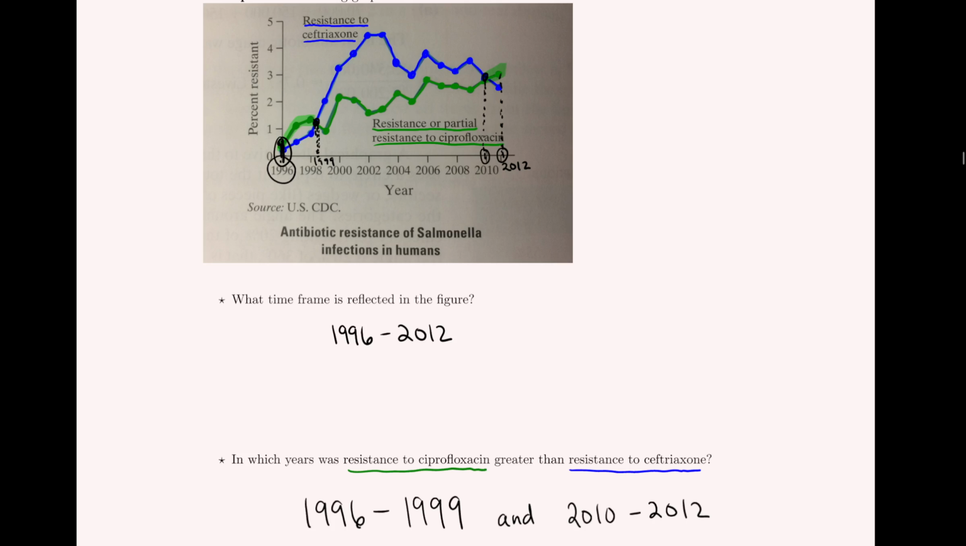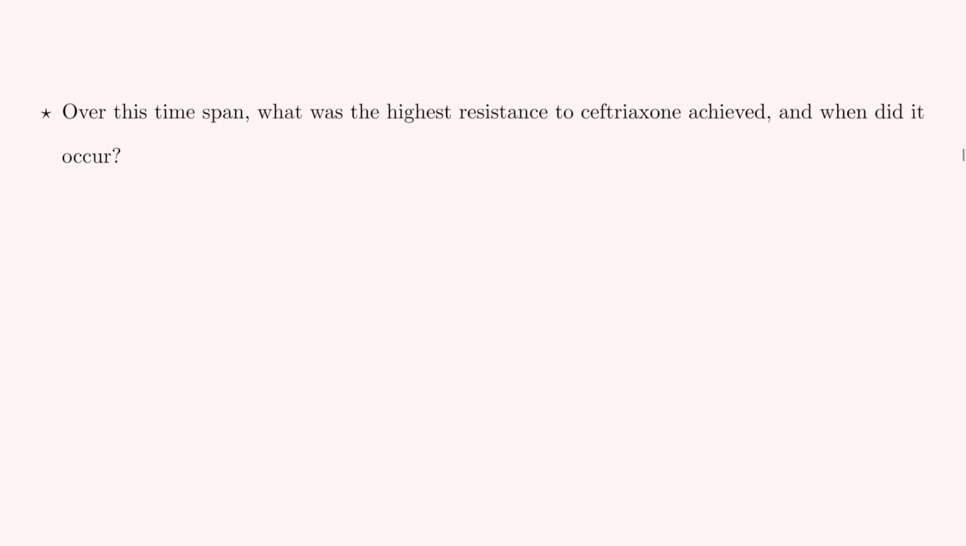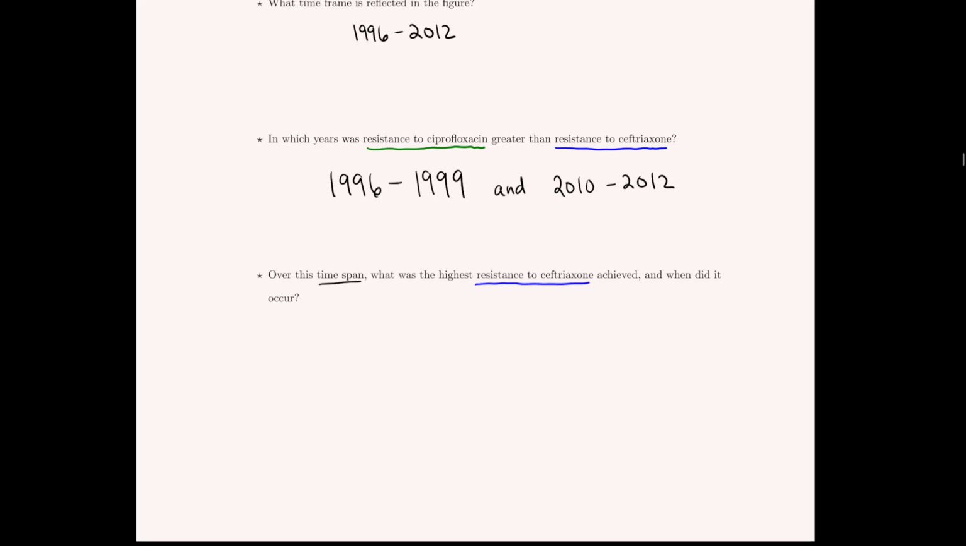Now let's zoom out to see our final question in regards to this problem. So the question is, over the time span given, what is the highest resistance to ceftriaxone achieved and when did it occur? Now let's look back at our graph. We know that the resistance to ceftriaxone over time is measured by our blue graph. We want to see when was the blue graph the highest and when did it occur. So we'll go back to the graph.